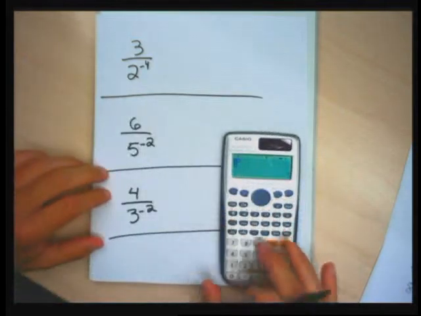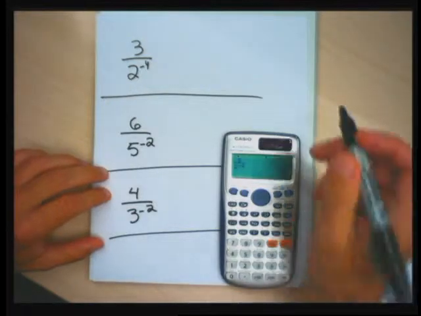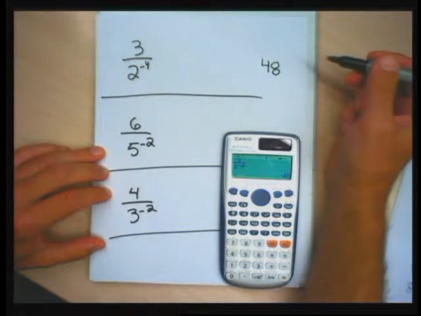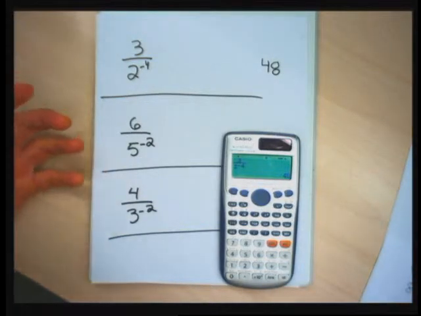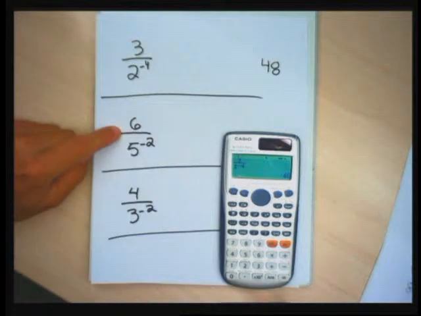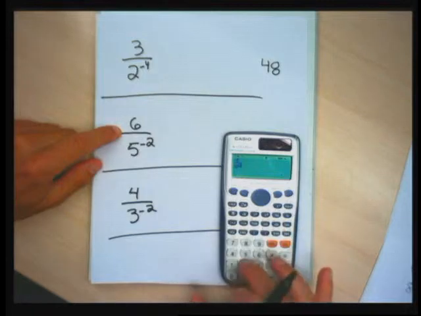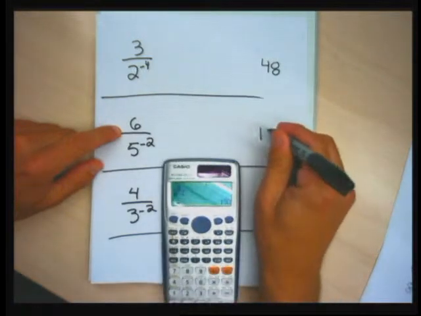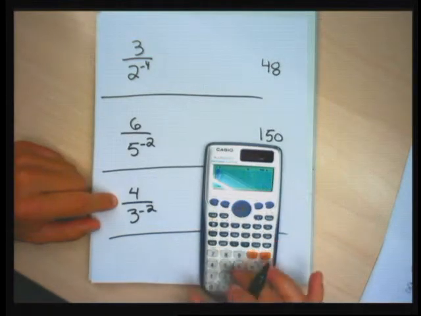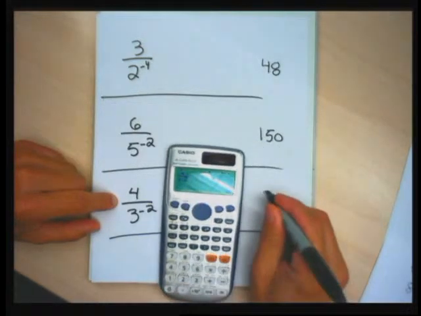So top one, 3 over 2 to the negative 4th power is supposed to equal 48. I have a negative exponent, and all of a sudden my answer is not a fraction, so that's kind of when I said negative exponents usually give me fractions. It's not always, but they rarely give me negative numbers. I don't see a negative number here. The middle one, 6 over 5 to the negative 2 power is 150. It's not a fraction again, but at least it's not a negative number. And the bottom one, 4 over 3 to the negative 2 power is 36.